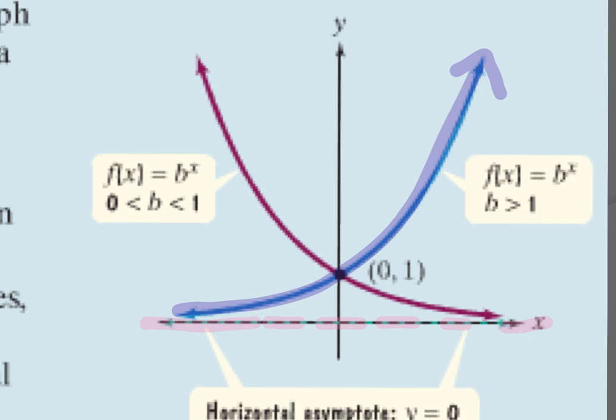If the base was a fraction, like a half raised to the x, then it decreases as you move to the right, but it still stays above the x-axis. There's still a horizontal asymptote at 0.